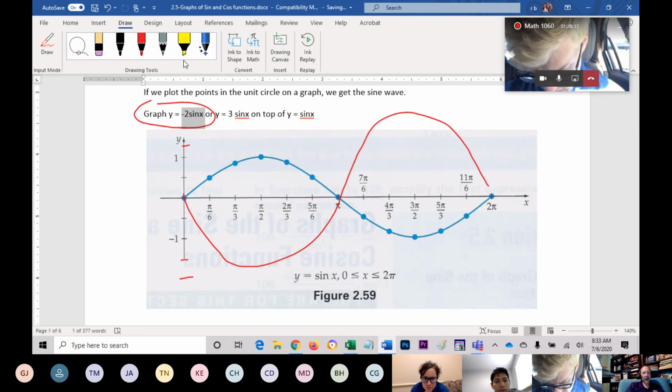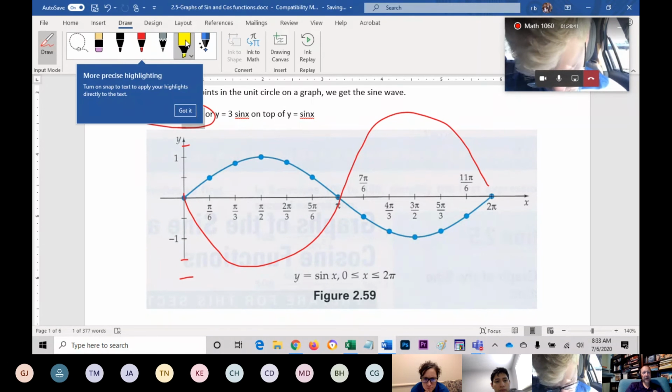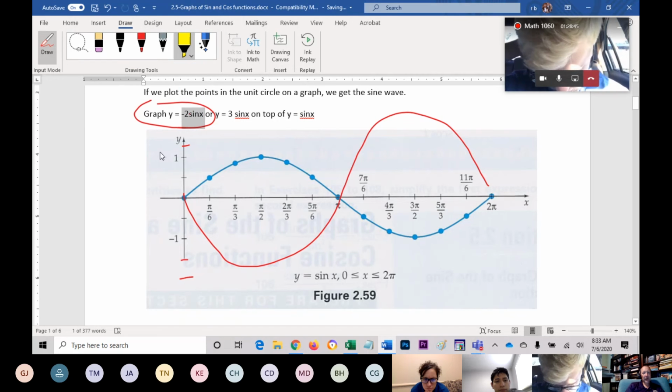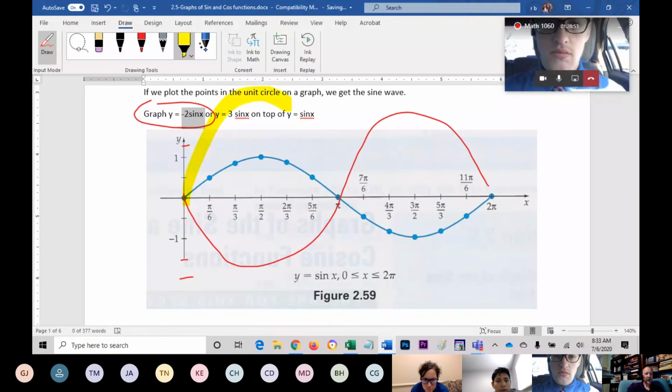Now, if I were to draw, I guess I got a yellow line here. Okay, if I were to draw y equals 3 sine of x, that's going to go even higher, steeper. We're going to go to negative 3. Well, that one looked a lot better. Okay.